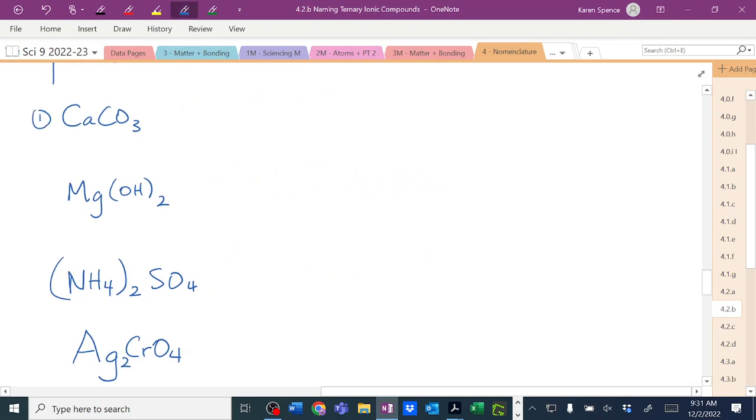So here we have CaCO3. How many elements are in that compound? And how can you tell? There's 3, and we know that because we have 3 different what? Capital letters.